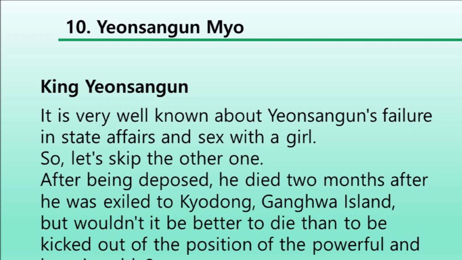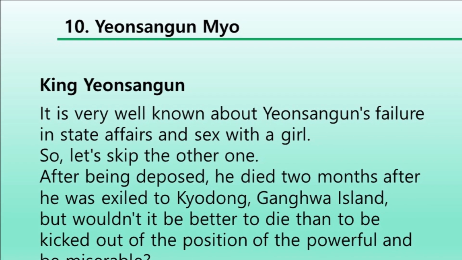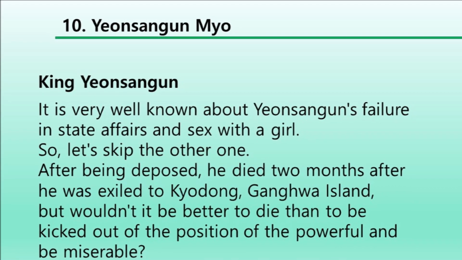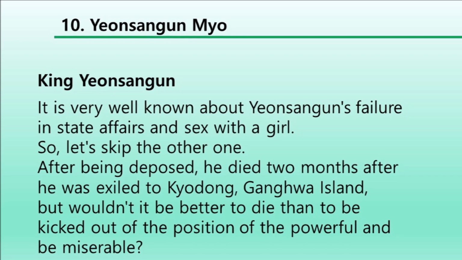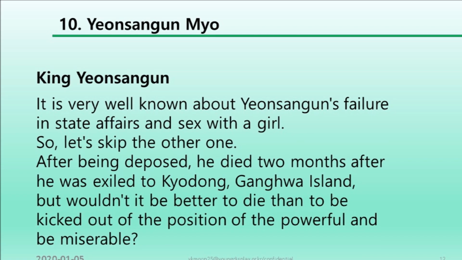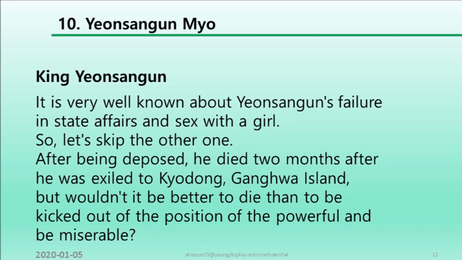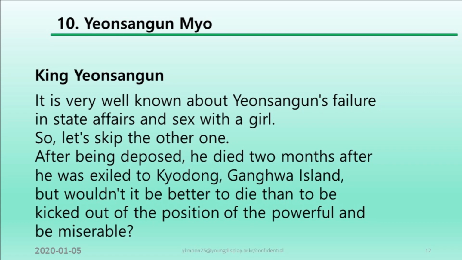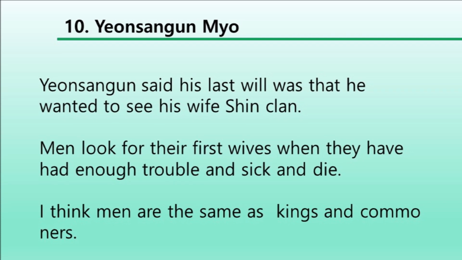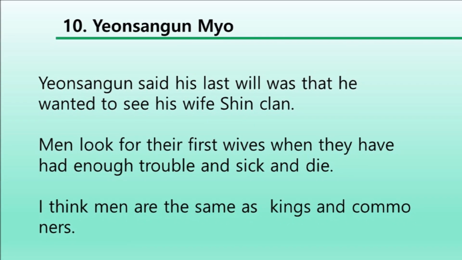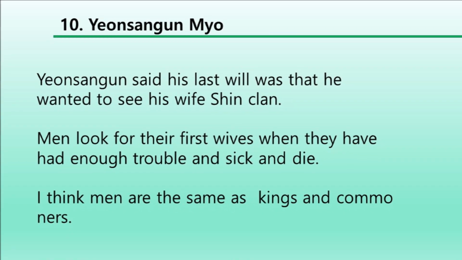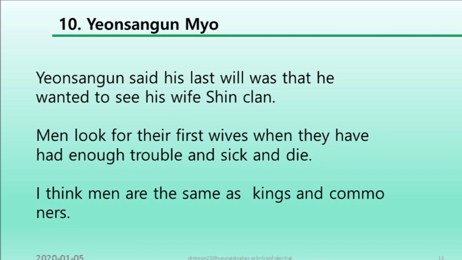King Yeonsangun. It's very well known about Yeonsangun's failure in state affairs and his lust, so let's skip the other stuff. After being deposed, he died 2 months after he was exiled to Gyodong, Kanghwa Island. But wouldn't it be better to die than to be kicked out of the position of the powerful and be miserable? Yeonsangun said his last will was that he wanted to see Lady Shin. Men look for their first wives when they have had enough trouble and are sick and dying. I think they are the same, kings and commoners.